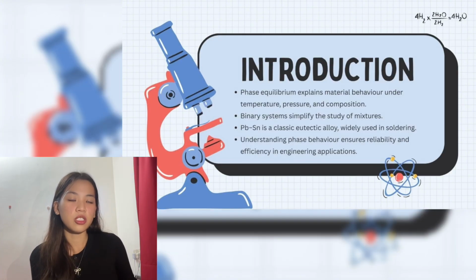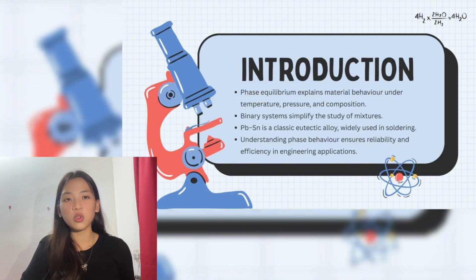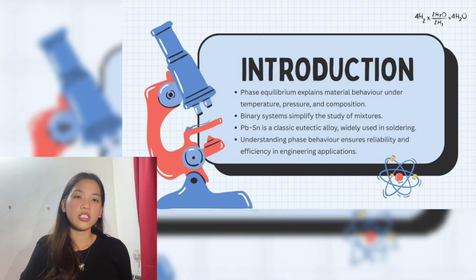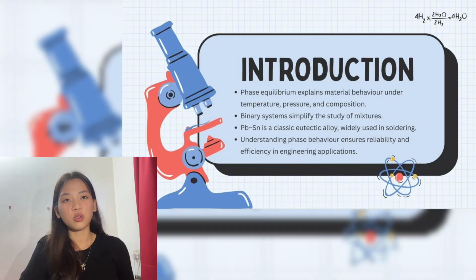Phase equilibrium is a fundamental concept in engineering chemistry, explaining the behavior of materials under varying conditions of temperature, pressure, and composition. In practice, most engineering materials are mixtures rather than pure substances, making the understanding of phase behavior critical for material design and process control. A binary system consisting of two chemical components provides a simplified yet effective method to study mixtures.